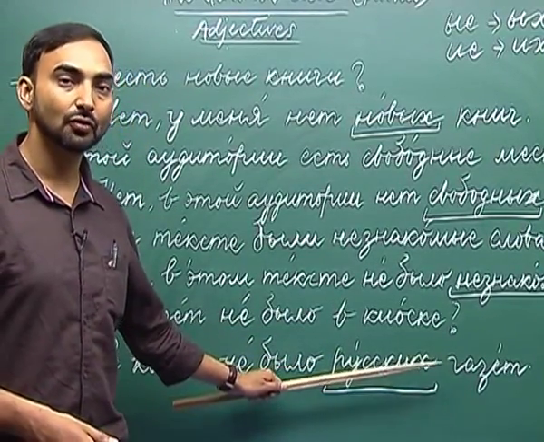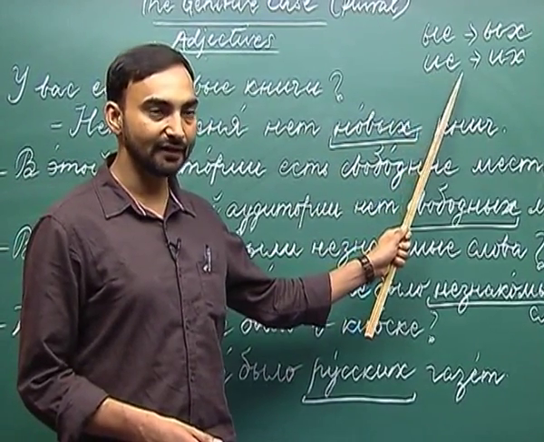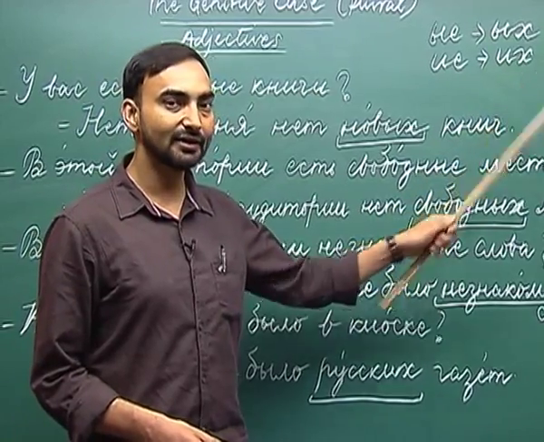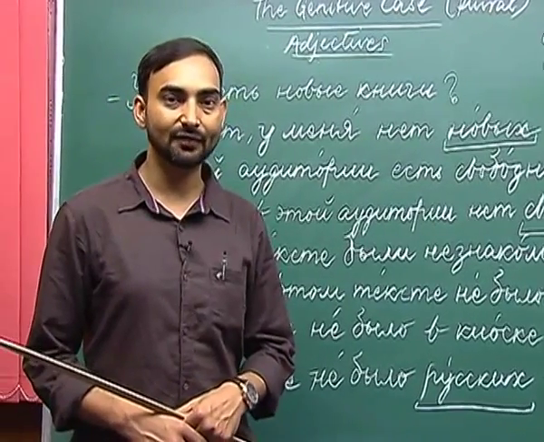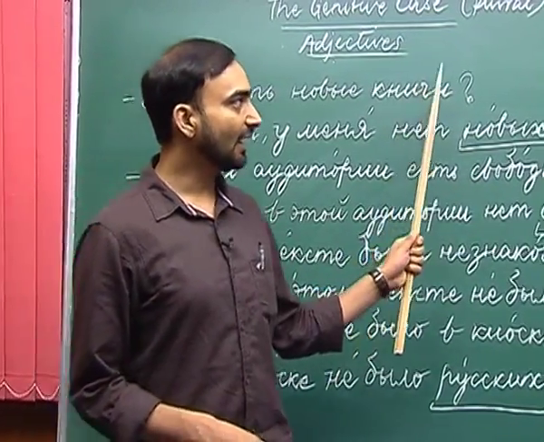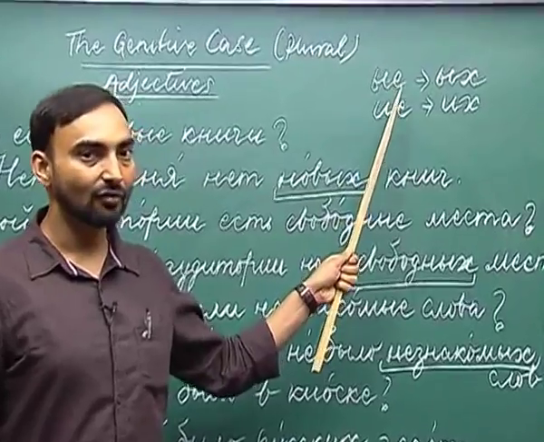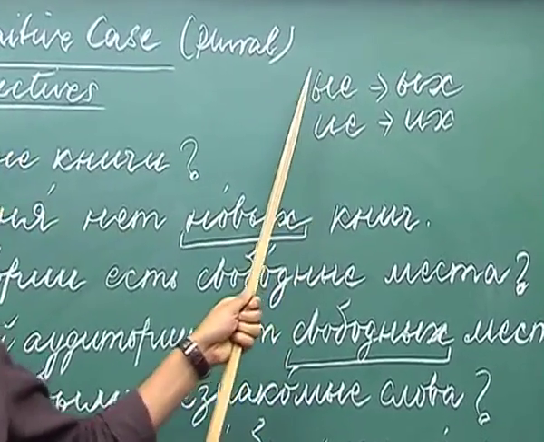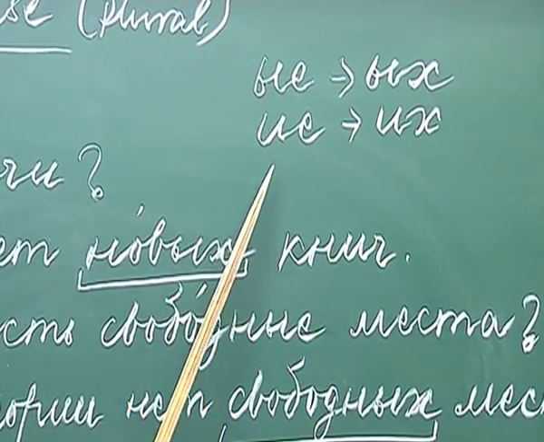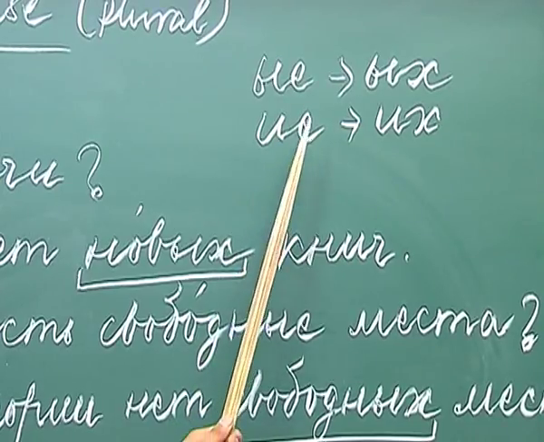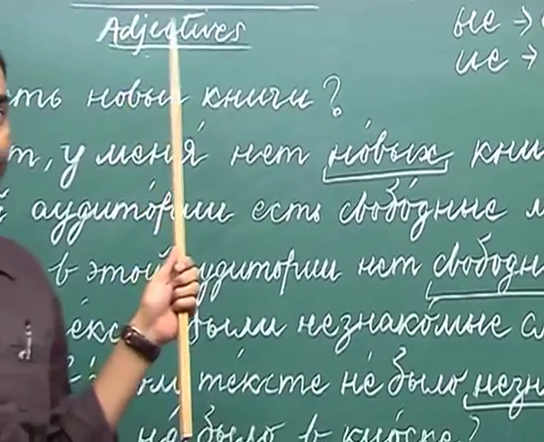Русских comes from русские. So, if the ending of an adjective is ые in the nominative case, it will change to ых in the genitive plural. There are two changes that we are supposed to make with the adjectives in plural in the genitive case. The first one: if the nominative plural of an adjective ends with ые, then we change ые to ых. Or if the ending is ие, then we replace ие with их. So, that is how we decline the adjectives in the genitive plural.